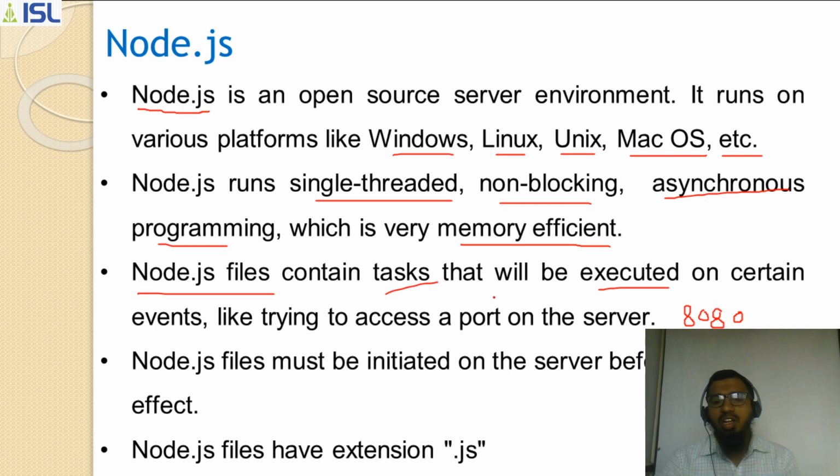So a Node.js file contains tasks that will be executed on a certain event, like trying to access a port on the server. A Node.js file must be initiated on the server before having any effect. Node.js files have the extension .js. As I told you, the JavaScript extension is .js. Node.js also has the file extension .js only.